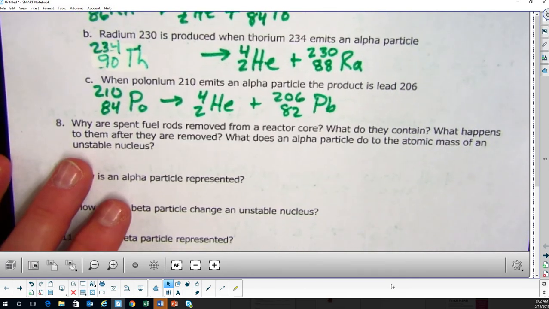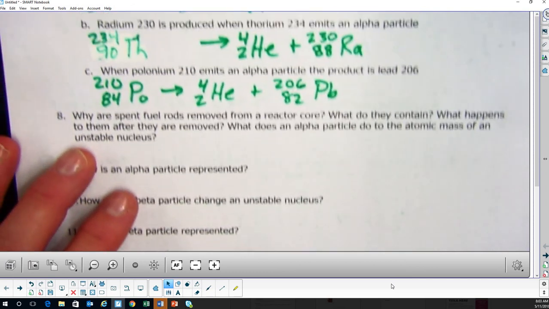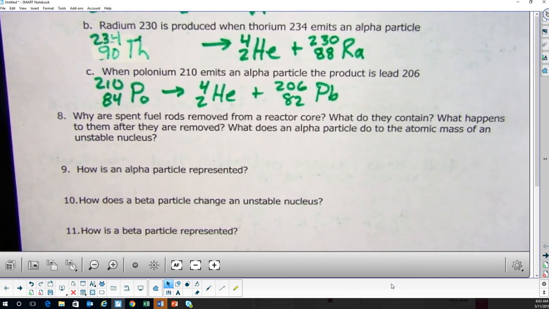Okay, let me still keep it so you can see those. Why are spent fuel rods removed from the reactor core? What does it mean to be spent? What do you think? It's used. Are they still radioactive? Yes. Why do they call them spent? Because they're all used. Because they take the electron or something like that.